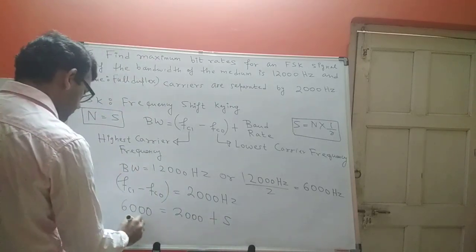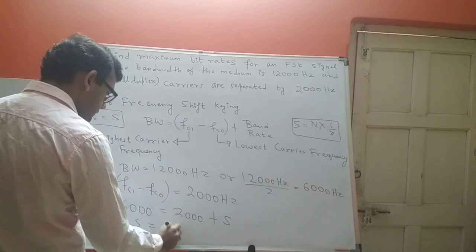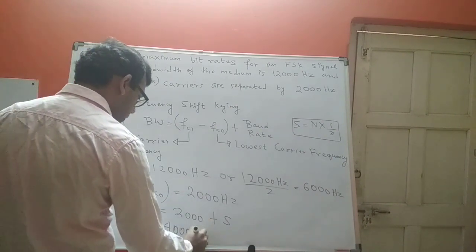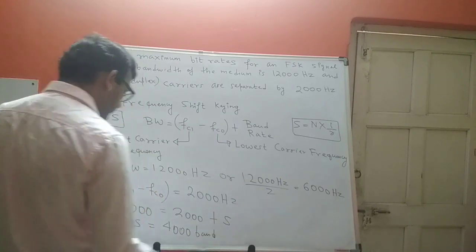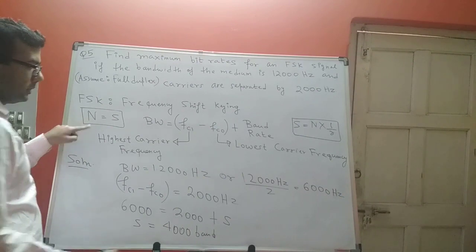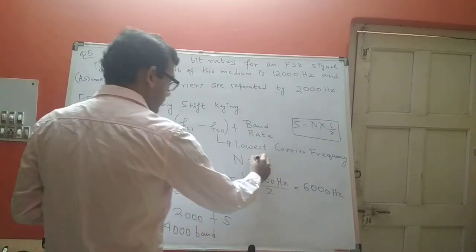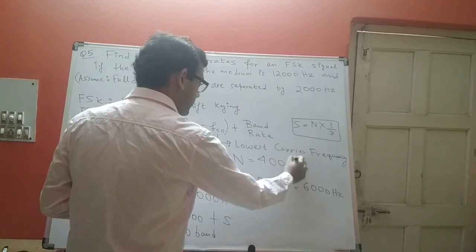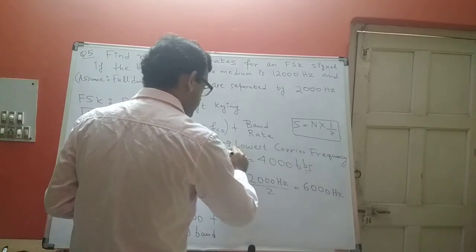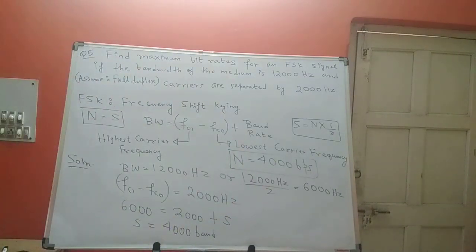So now what will be the value of S? The value of S will be 6,000 minus 2,000. That is 4,000 baud. And what do I know? From this relation, I know that the bit rate and baud rate are same. So I can say that my bit rate happens to be 4,000 as well. And what is the unit? The unit is bits per second. So this is my final answer. Okay, so I hope this is understood. Now I'll take up another question.